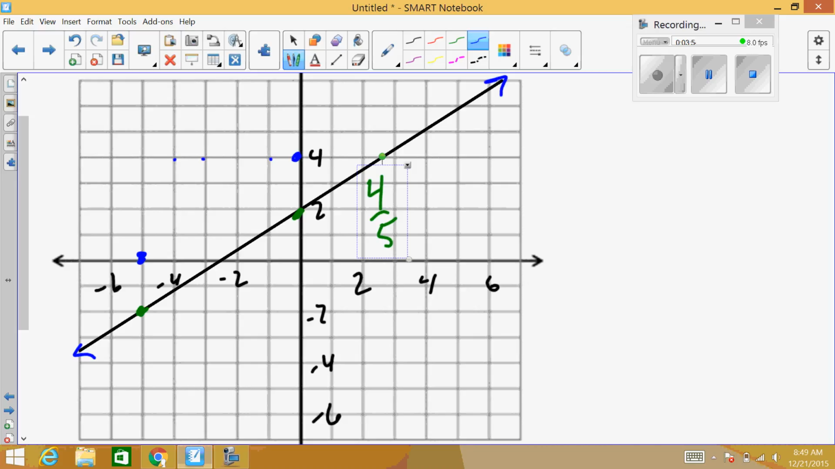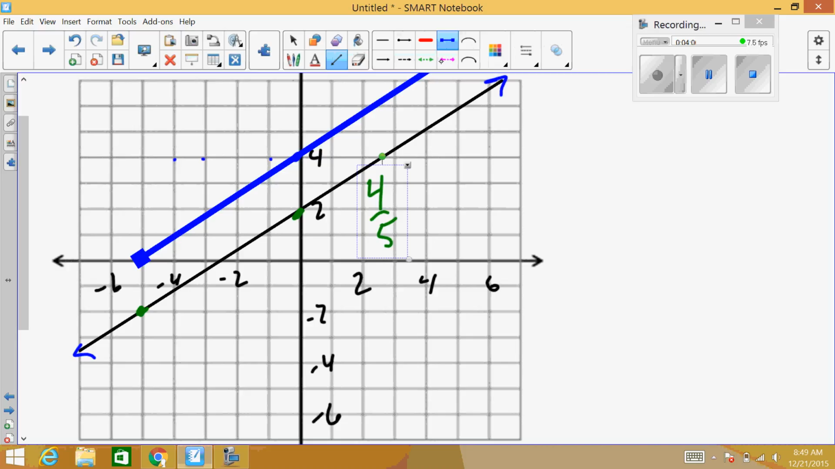So there's another point on my line. Now you can see I'm going to run out of room for this line. I don't have room to go up another 4, but if I connect, let's make this line blue, these two dots, and extend through, I should be able to see that, in fact, those two lines stay the same distance apart from each other. So that would make those two lines parallel.